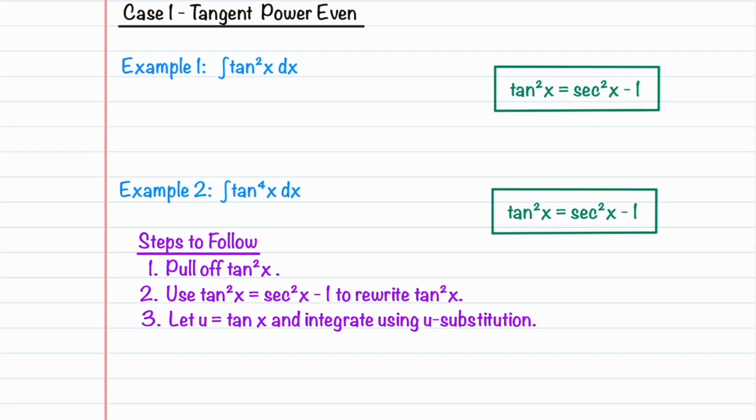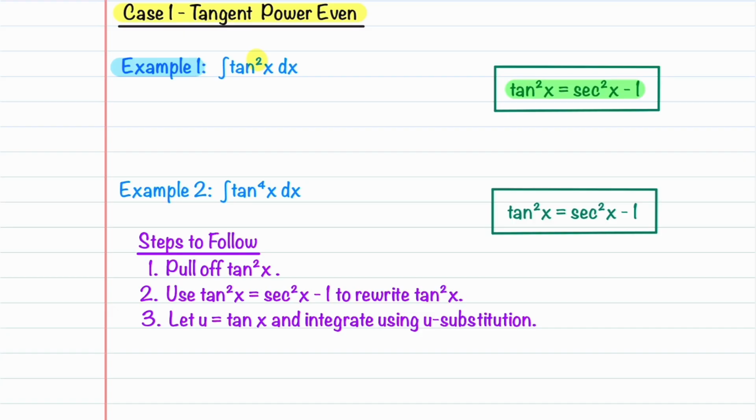The first case that we're going to look at is when we're integrating a power of tangent and the power is even. In our first example, we are going to integrate tangent squared x dx. To integrate tangent squared x, we are going to need to use the trigonometric identity that I wrote over here on the right. Tangent squared is equal to secant squared minus 1.